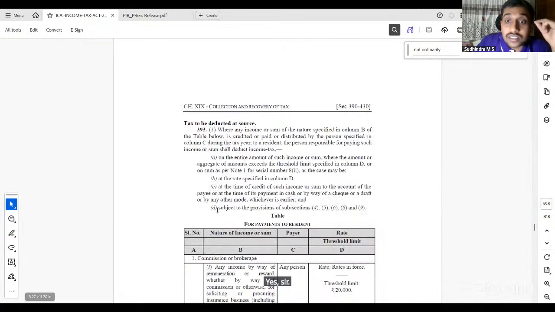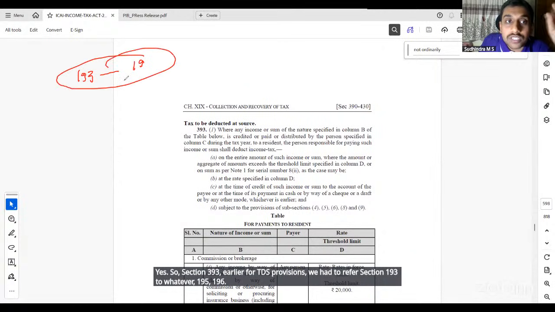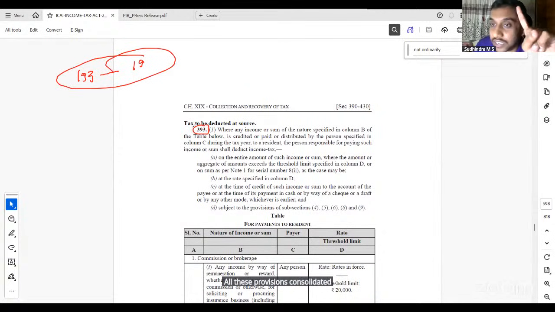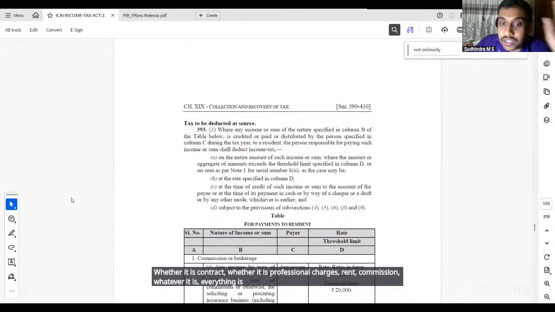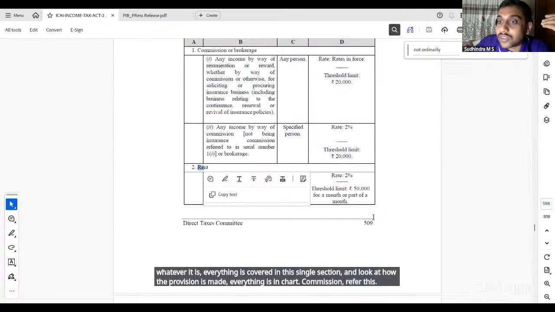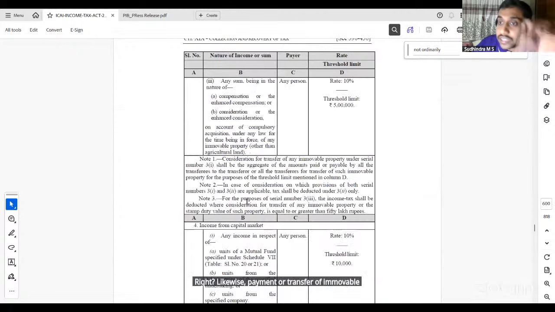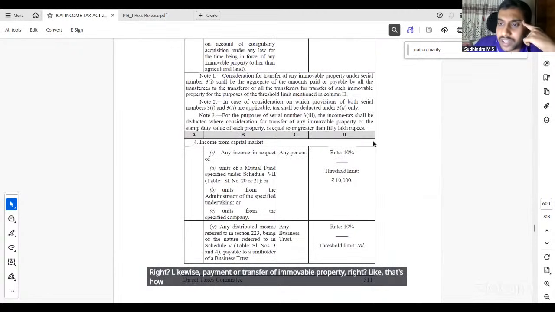So section 393, earlier for TDS provisions, we had to refer section 193, 195, 196. All these provisions are consolidated in one single section, section 393. Whether it is contract, professional charges, rent, commission, whatever it is, everything is covered in this single section. And look at how the provision is made. Everything is in a chart. Commission, refer this. Rent, refer this. Likewise, payment on transfer of immovable property, right? That's how they have simplified it.